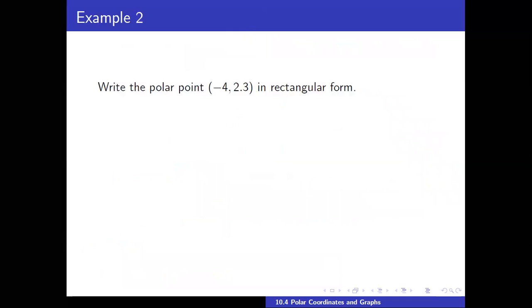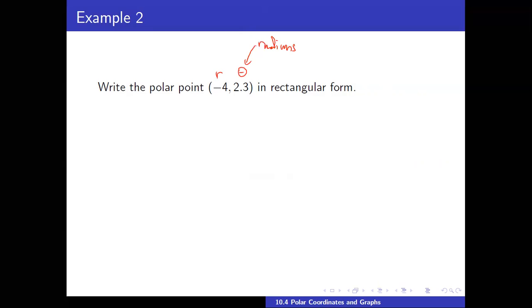All right, so what about this? Write the polar point -4, 2.3 in rectangular form. So in other words, this guy right here is r and this is theta. And what am I talking about? This is in radians, not degrees, okay? 2.3 is in radians. Radians were like 3.14, which is pi.